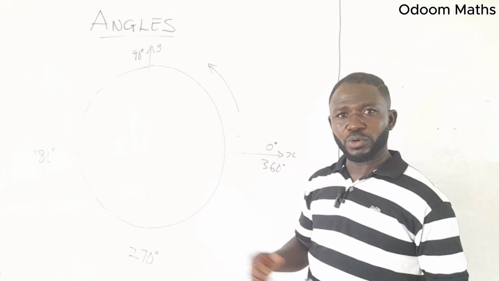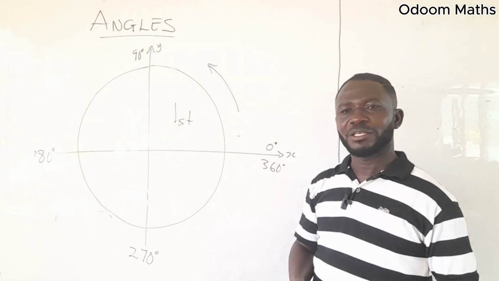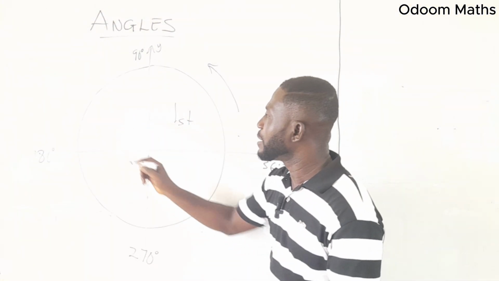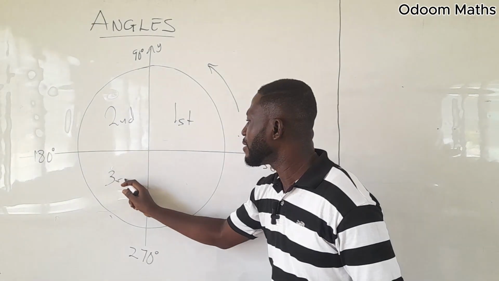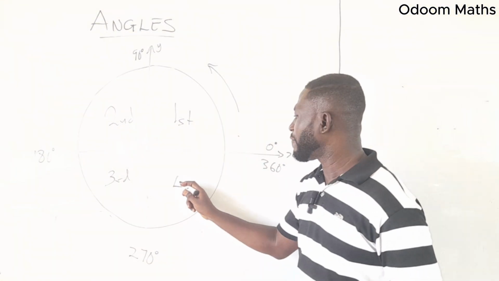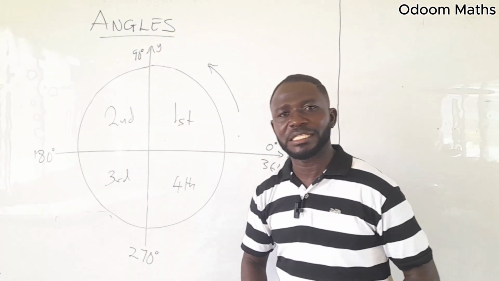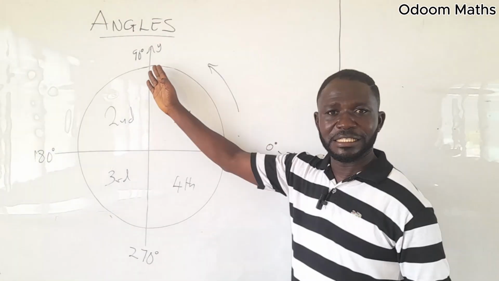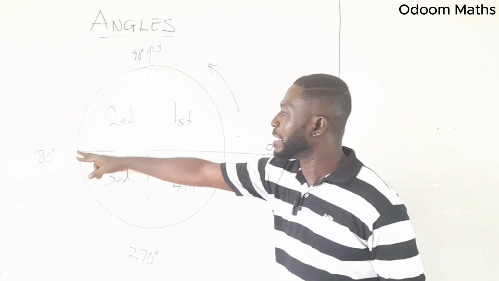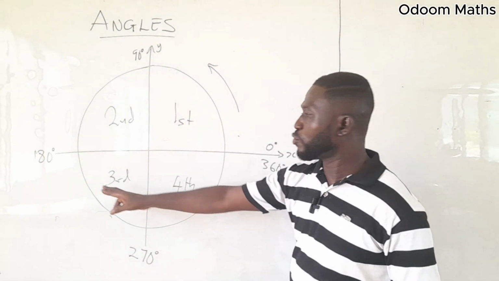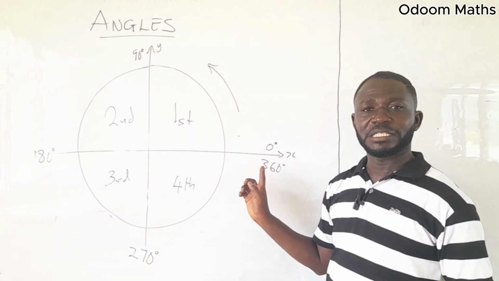If that is so, then this quadrant is called the first quadrant. Then we get to this place, the second quadrant. Then this place becomes the third quadrant. The last one is the fourth quadrant. In the first quadrant, angles are measured between 0 and 90 degrees. In the second quadrant, between 90 and 180 degrees. In the third quadrant, between 180 and 270. In the fourth quadrant, between 270 and 360 degrees.